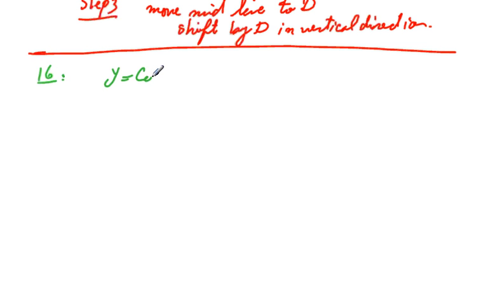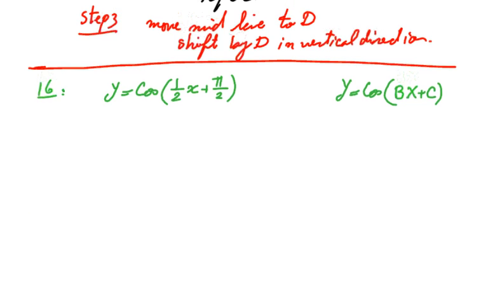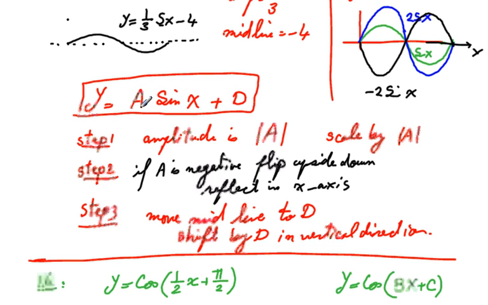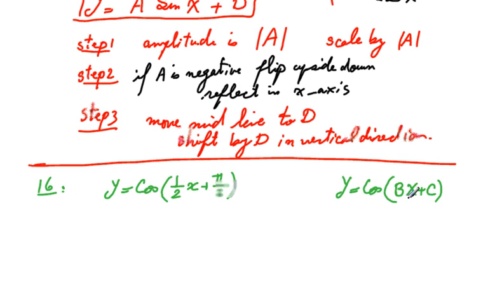Y is equal to cosine of 1/2 of x plus pi over 2. So this falls in the category of handling functions where only the interior is being changed. The previous one we had this type: A is out here and B is out here. This is only the interior. Bx plus c is showing up.